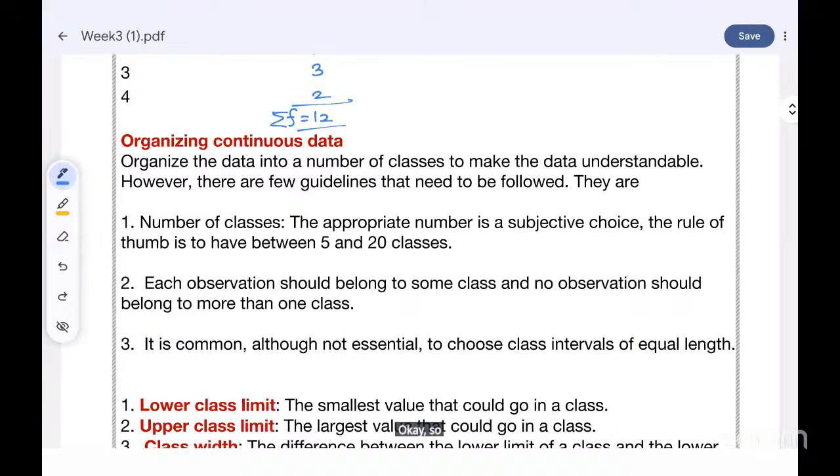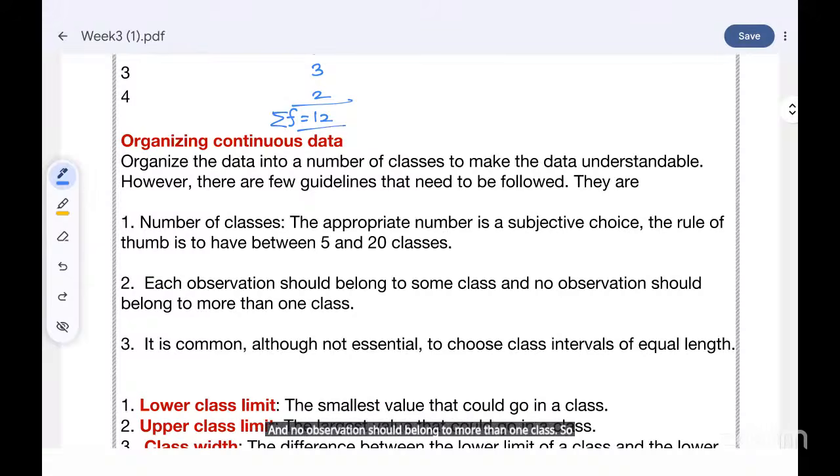For exam purposes, you will not be asked to do this proper classification of the continuous data, so don't worry about how to exactly figure out the number of classes. But you should know that the number of classes usually varies between 5 and 20. The next important thing is that each observation should belong to some class and no observation should belong to more than one class.